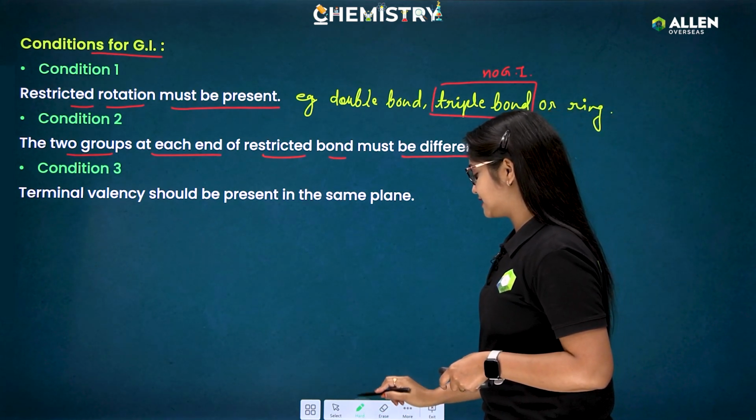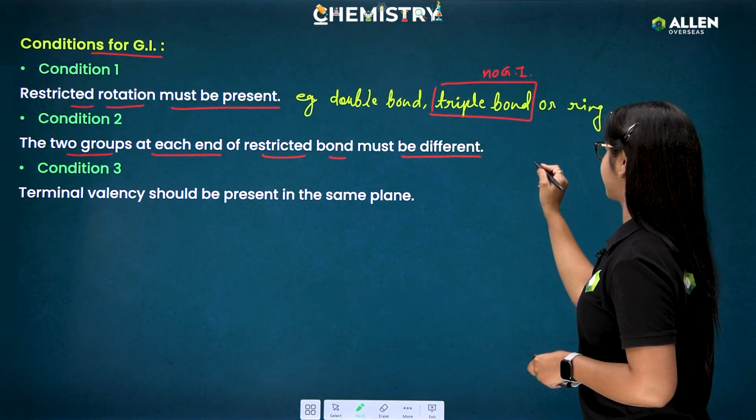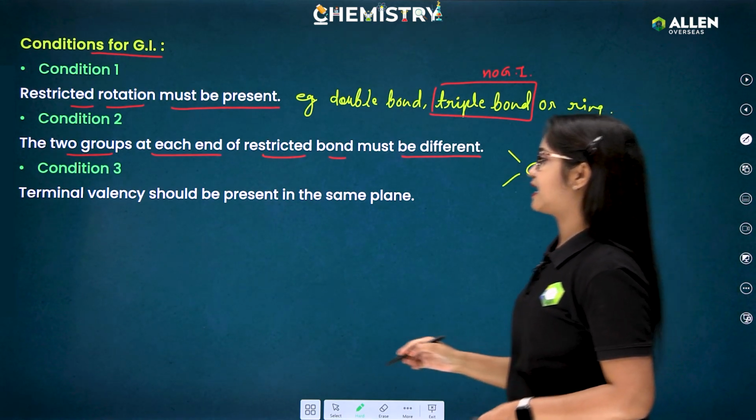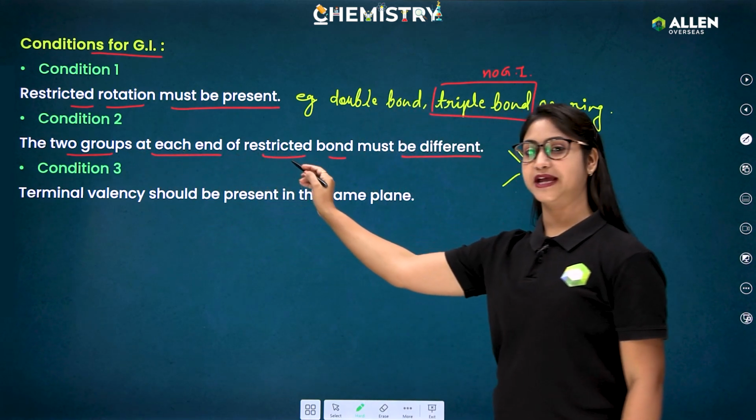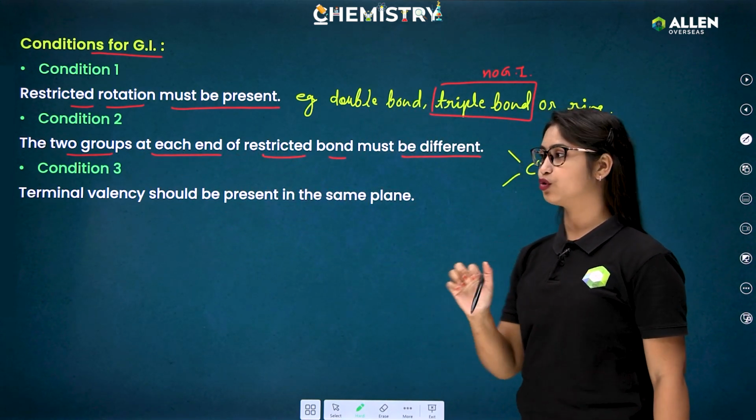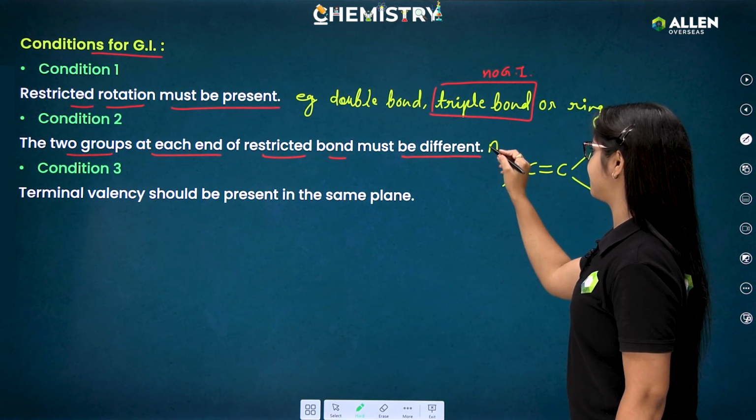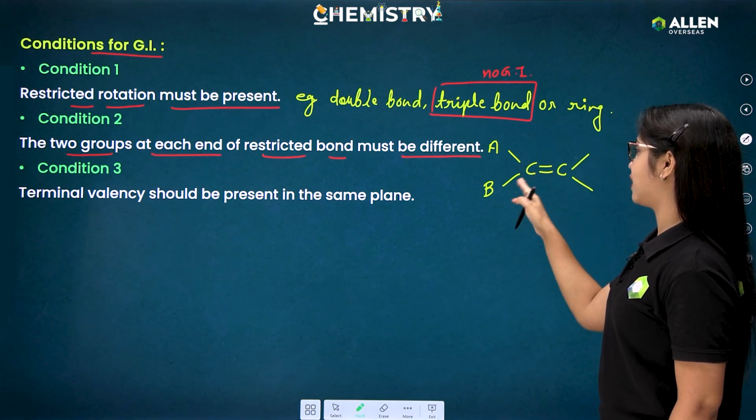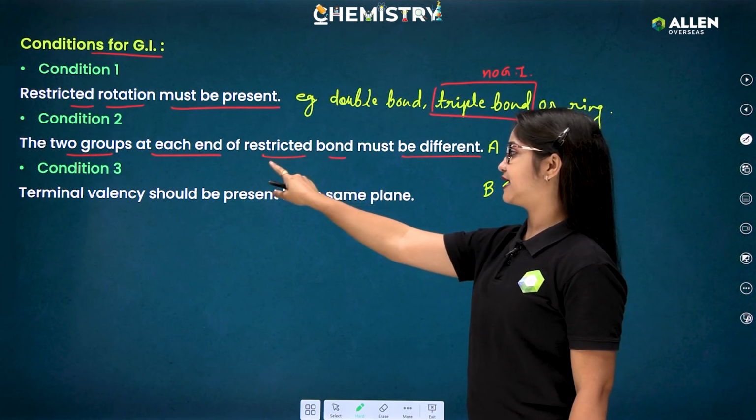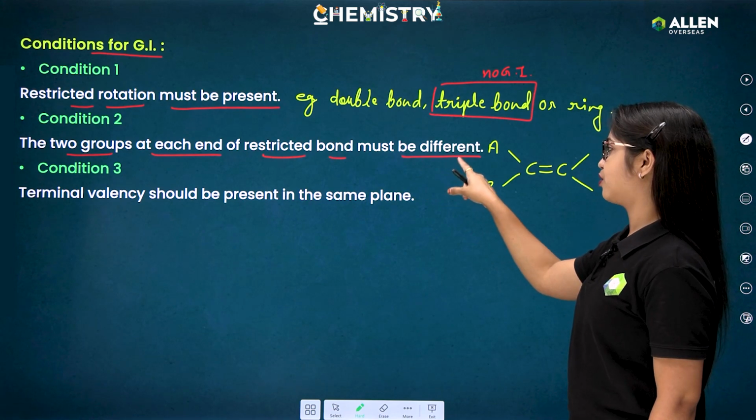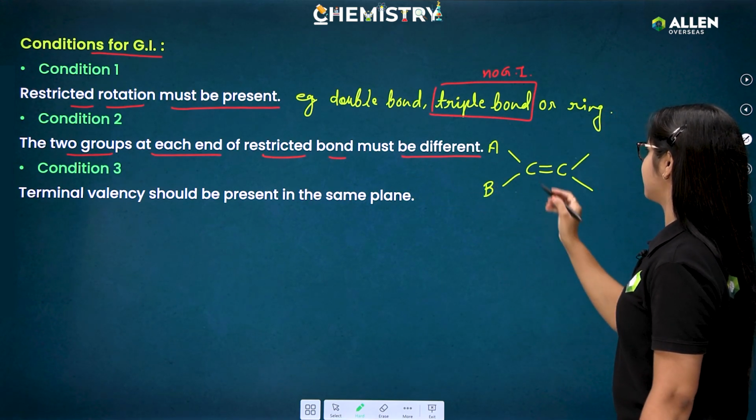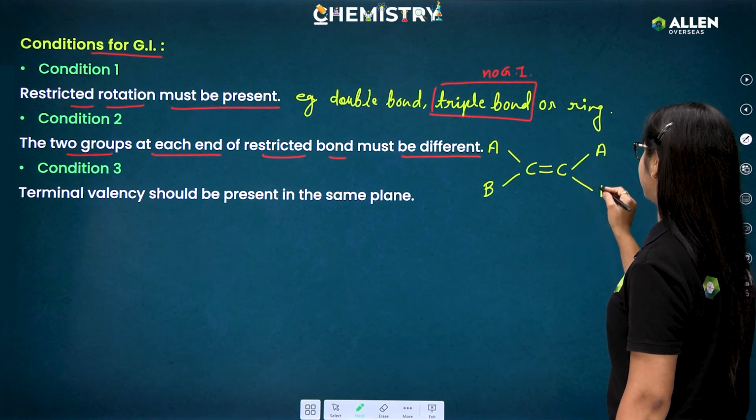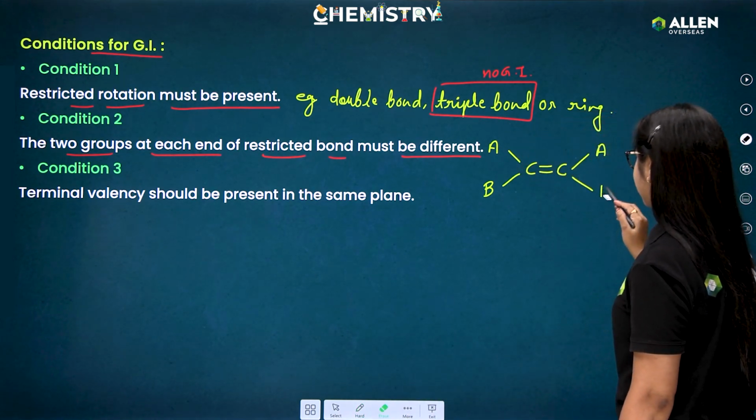But yes, we can take the double bond. For example, suppose you have this carbon-carbon double bond, and it says that there should be two groups at each end. Suppose I have this A group and this B group at one carbon, at one end. It says that the two groups at each end of the restricted bond must be different. Must be different means, like if this is A and B, here also we should have A and B. It should not be like A and A.